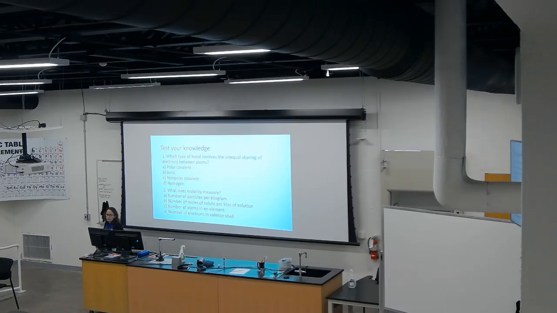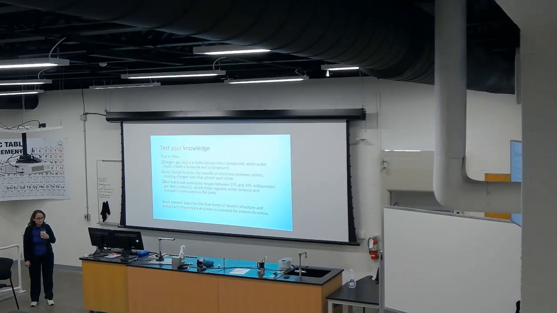Test your knowledge questions. Which type of bond involves unequal sharing of electrons between the atoms? Polar covalent, ionic, nonpolar covalent, or hydrogen bonds? Polar covalent. Very good. What does molarity measure? Number of particles per kilogram, number of moles of solid per liter of solution, number of atoms in an element, or number of electrons in valence shell? Number of moles of solid per liter of solution.